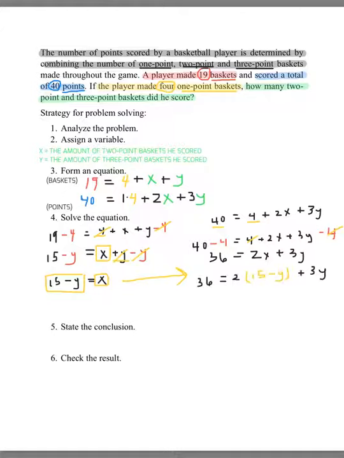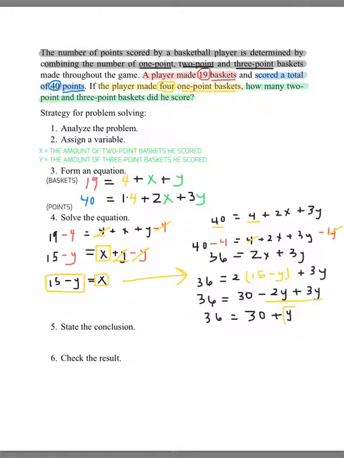So we end up with 36 is equal to 2 times 15 minus y, since that is the value of x, plus 3y. So now we're going to want to distribute that 2 to the 15 and the minus y, and then we're going to end up with 36 is equal to 30 minus 2y plus 3y. Simplifying the negative 2y plus the 3y, we end up with a single y, so that's going to give us 36 is equal to 30 plus y.